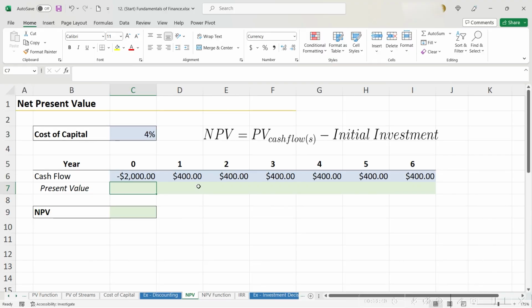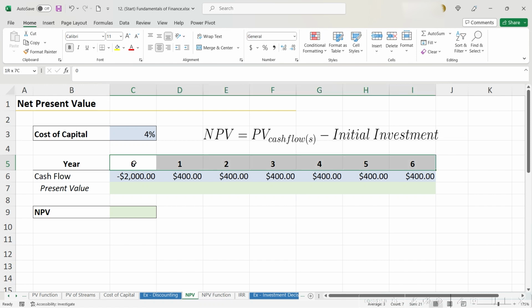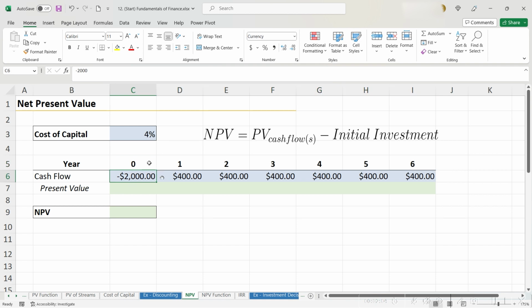Our spreadsheet looks a little complicated here, so let's quickly take a walk through it. Up here, you have your cost of capital, which is the discount rate for our analysis. Below, we have years 0 through 6 to represent the different cash flows that we will be seeing throughout this project. Our initial investment is $2,000, and that's why it's negative, and then $400 for the remaining 6 years, which are all positive because they are cash inflows.